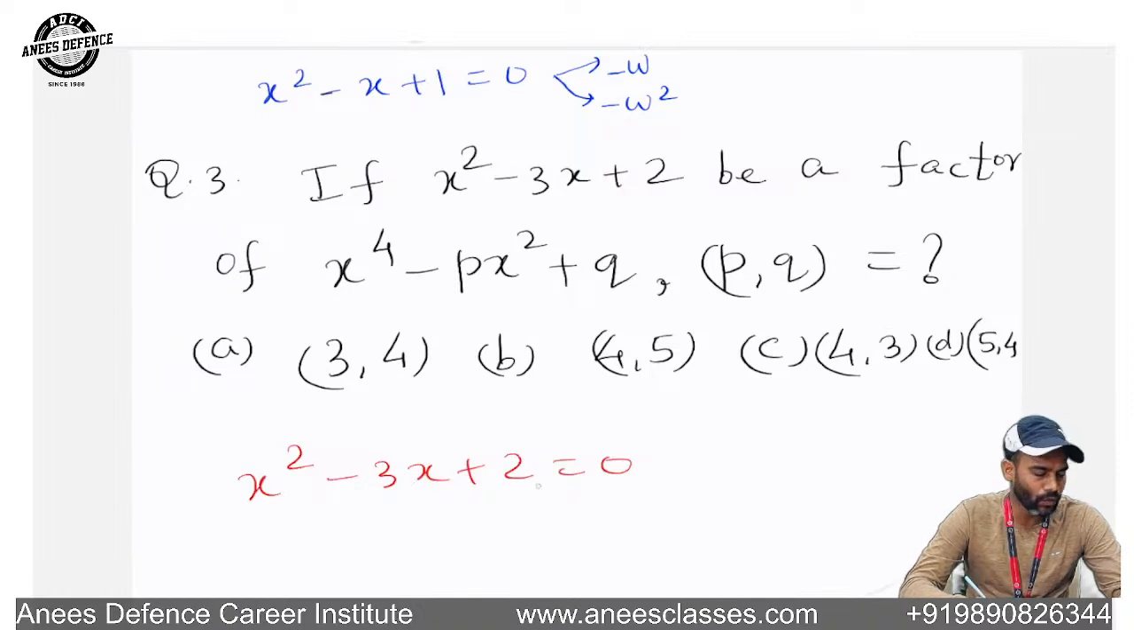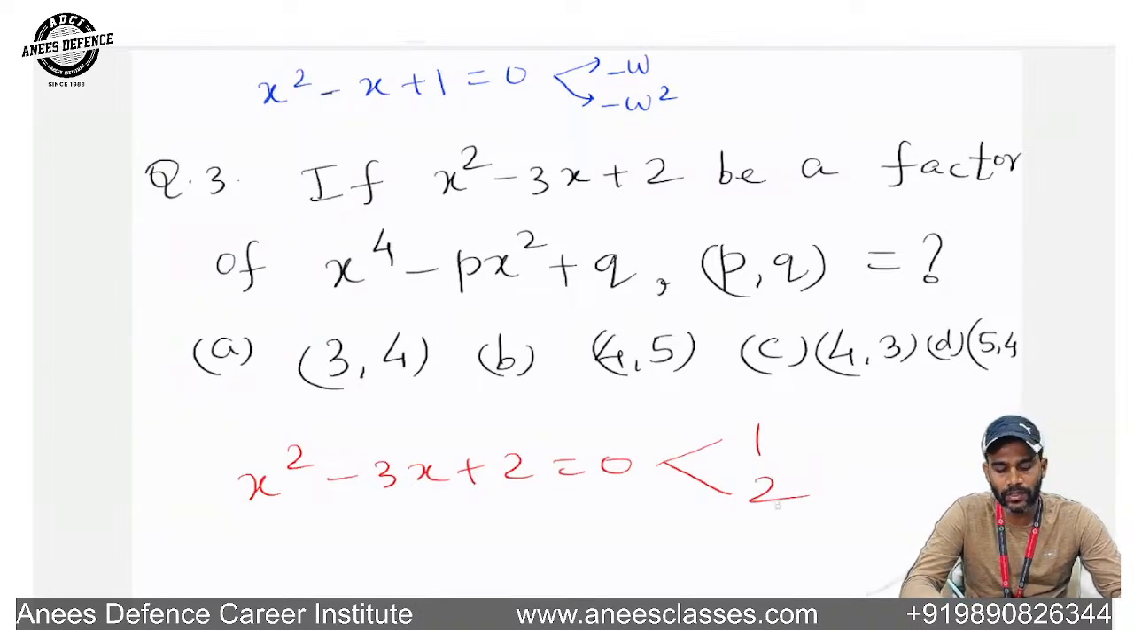So we already know the roots of this particular equation: 1 and 2. You can solve. So very easy. So x is equal to 1 and x is equal to 2. These are the roots of this particular equation. It means they should satisfy the given equation because the whole expression divides the given expression, which one? x raised to 4 minus px square plus q.